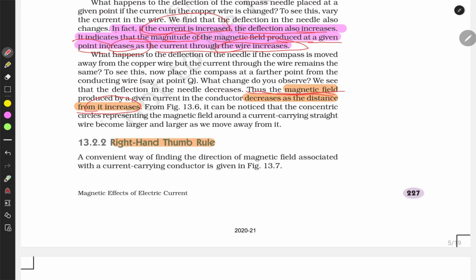The magnetic field produced by a given current in a conductor decreases as the distance from it increases. So suppose this is a current carrying wire, and the magnetic field lines here will be of high density and it will decrease slowly.